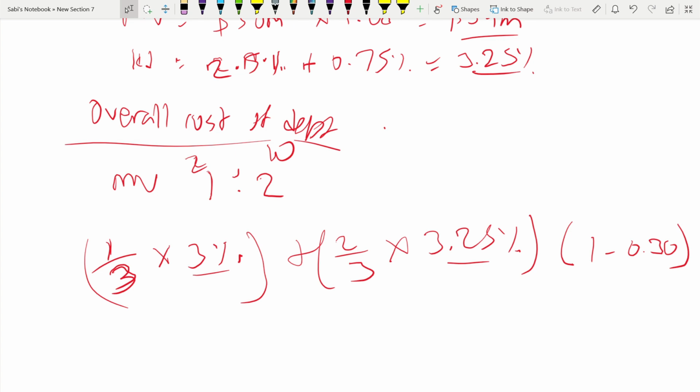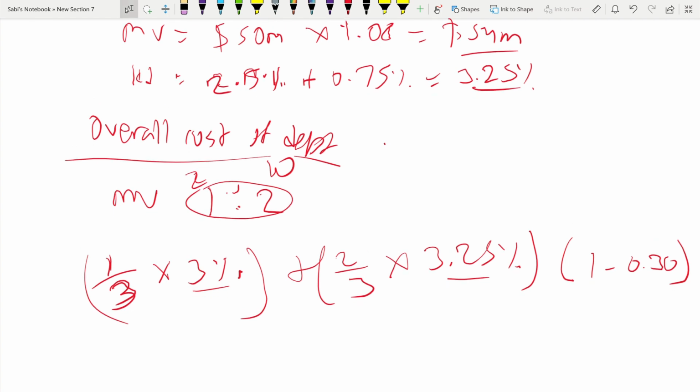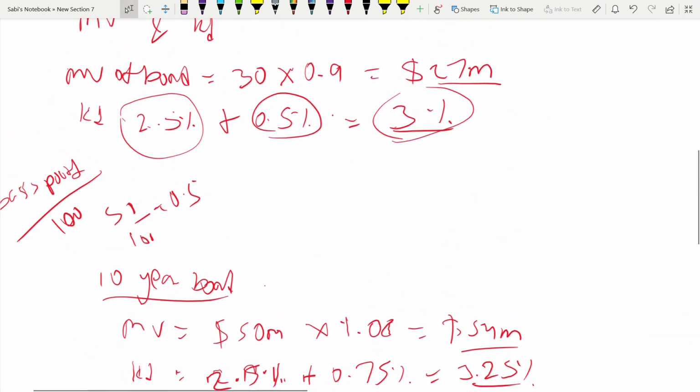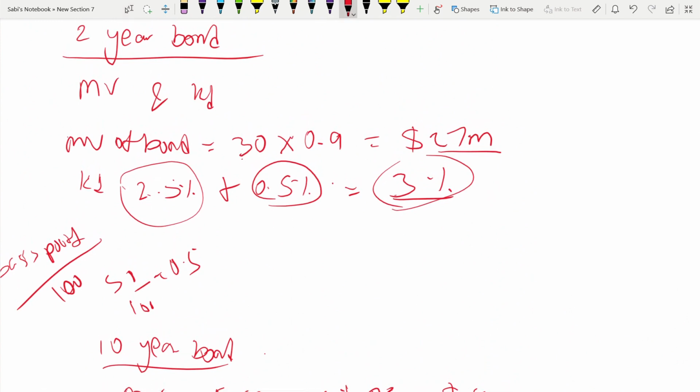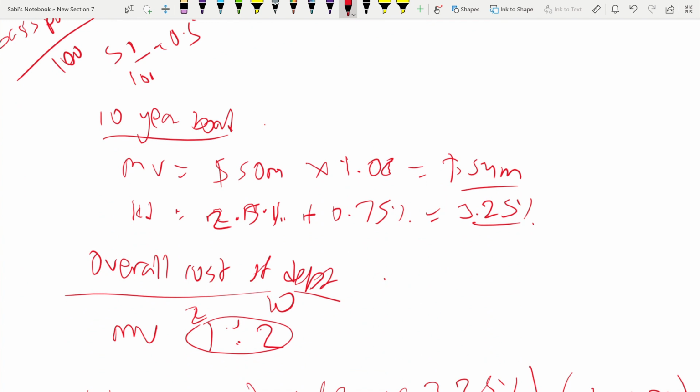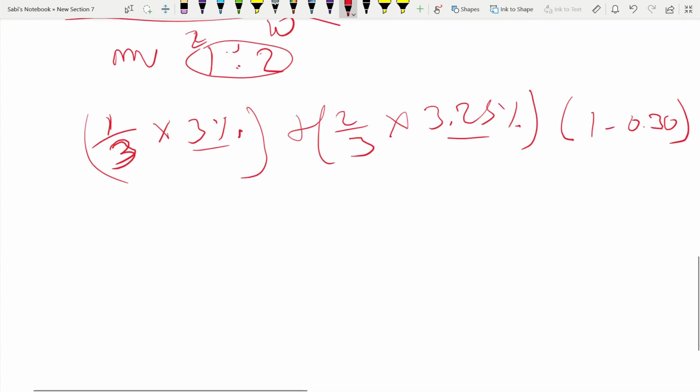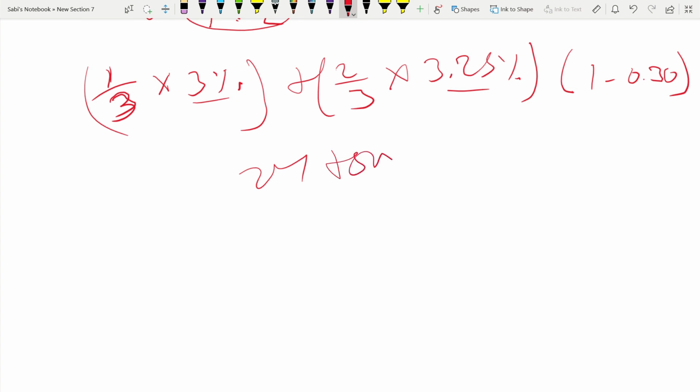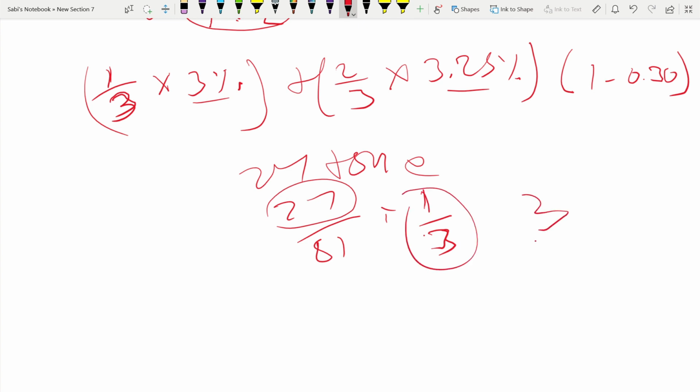Oh, yes, sorry. This market value ratio 1:2, I was just calculating it. They did not give it. You have to calculate it based on market value. How? Not this 30, but the 27 and 54. So when you're taking it, 27 plus 54 is how much? 81. Take 27 of the whole 81, it will give you 1/3. That means 1/3 is for the 2-year bond, and the remaining 2/3 is for the 10-year bond.